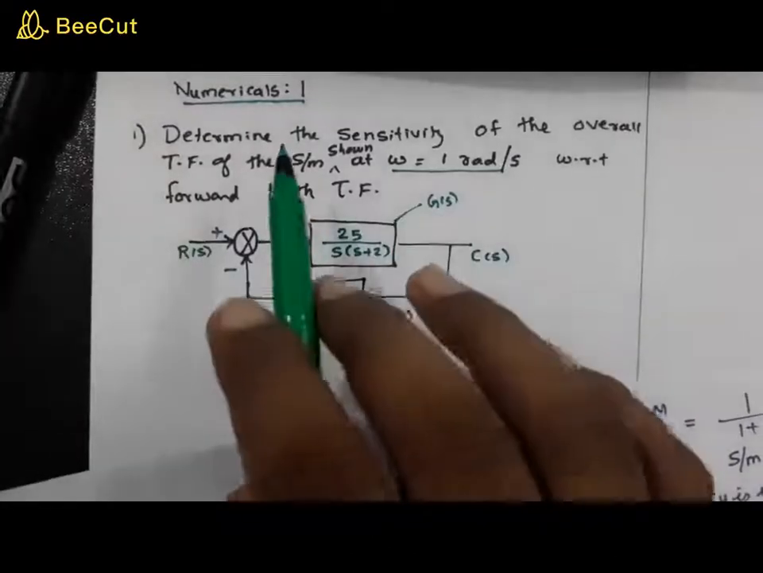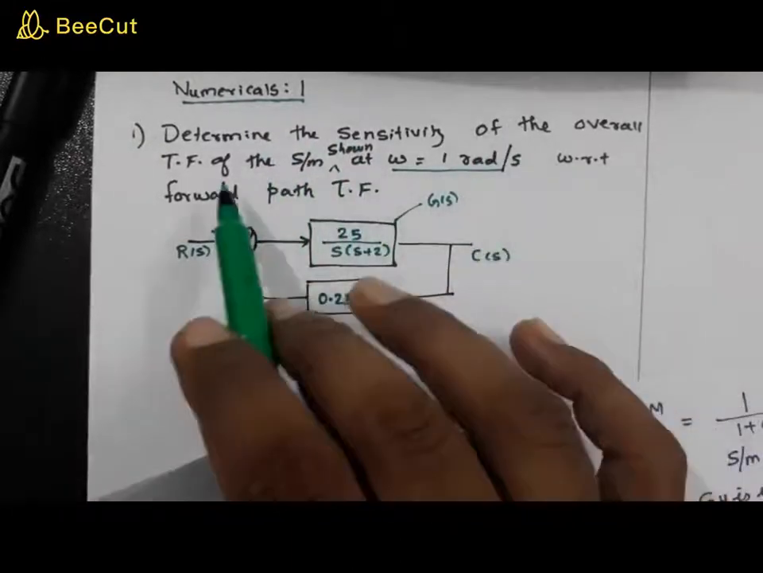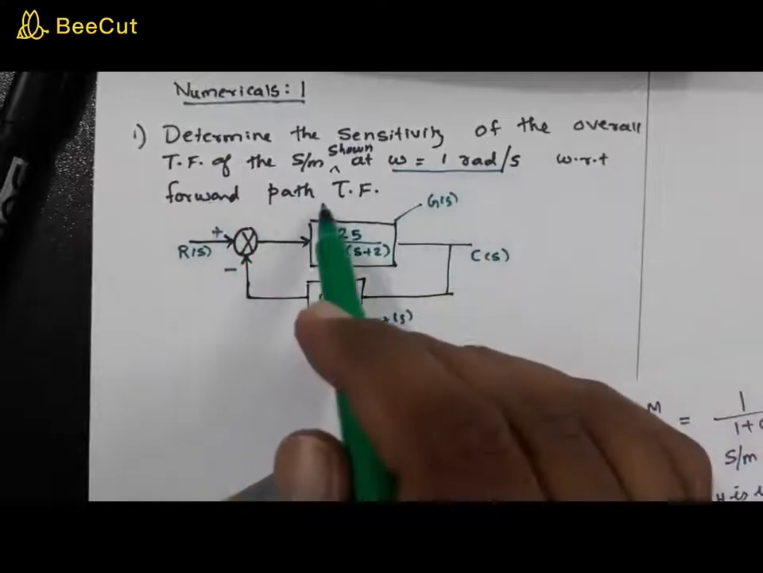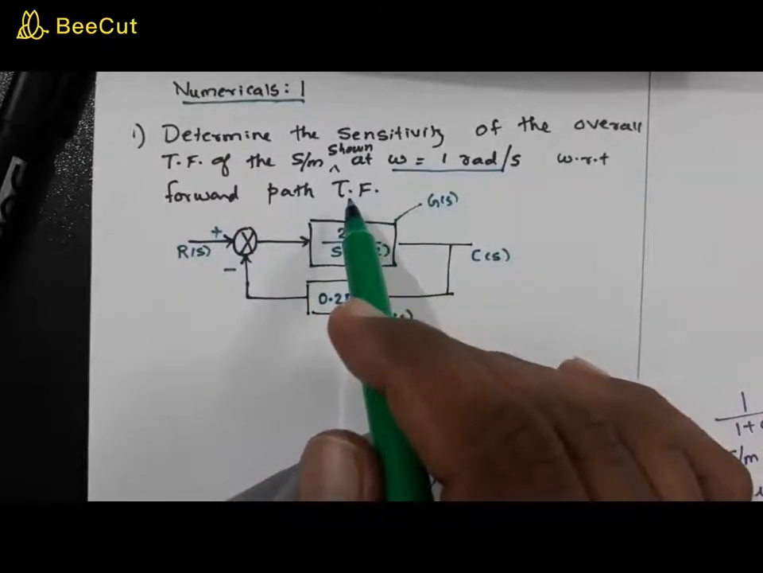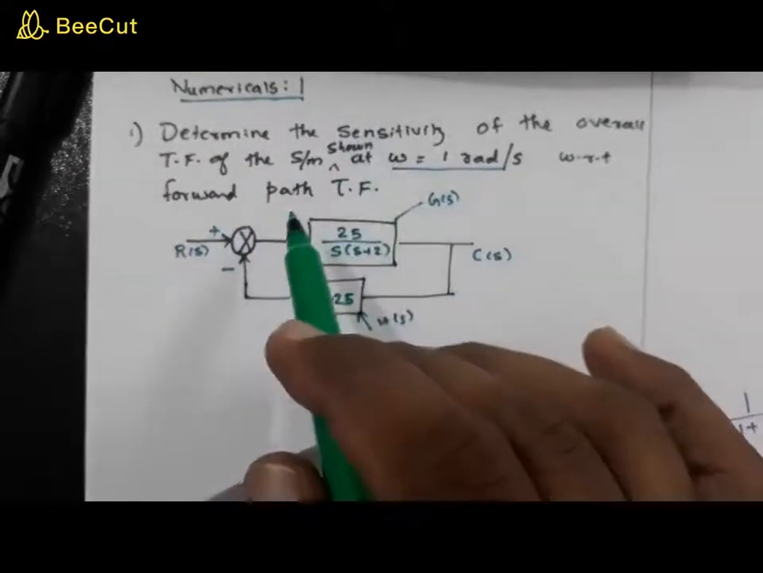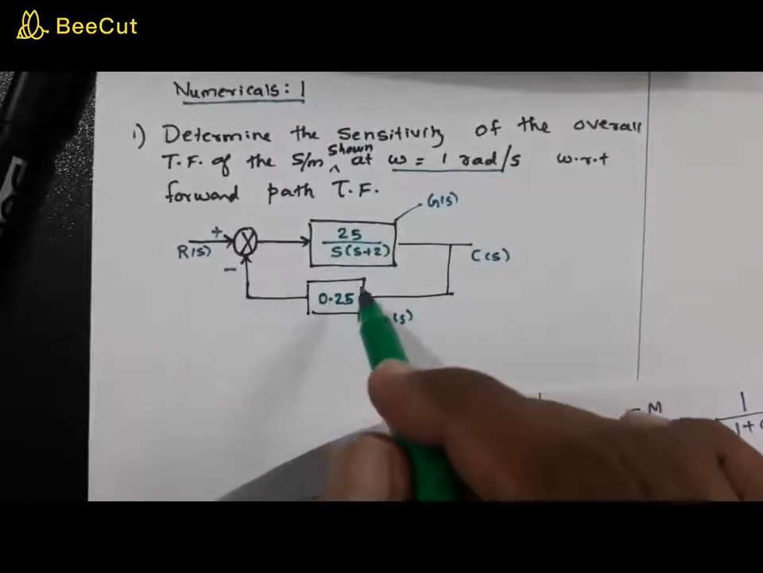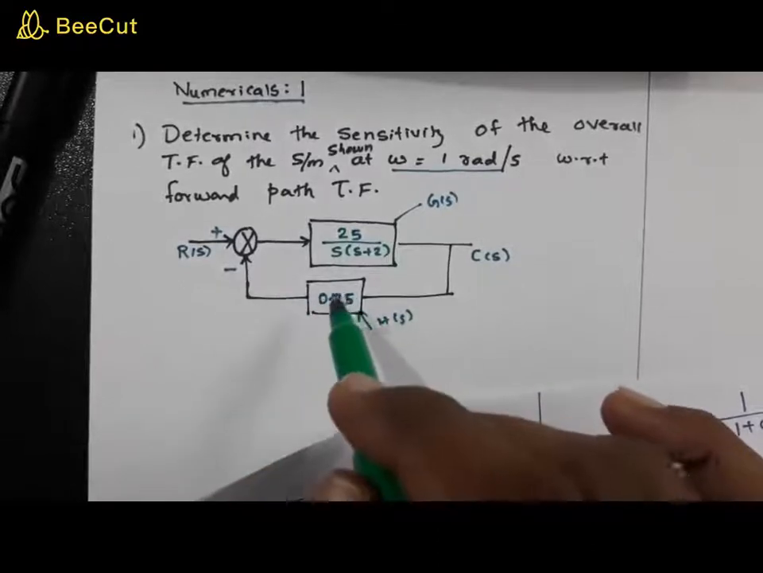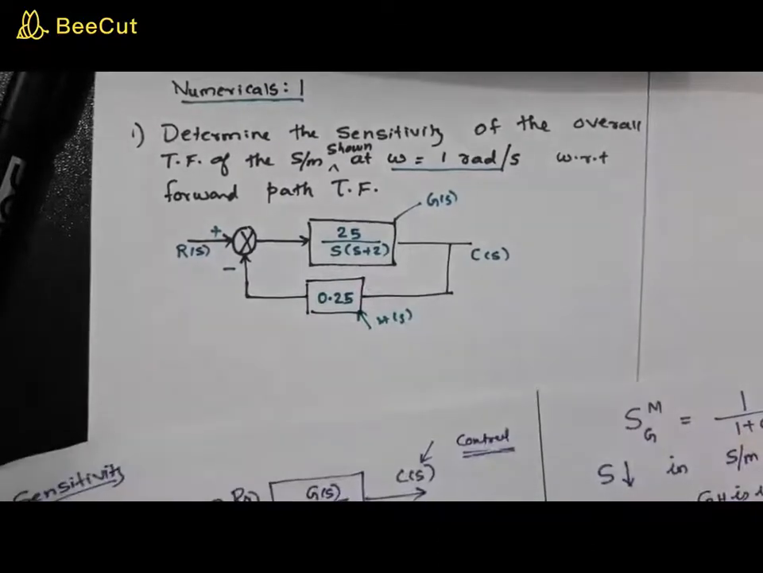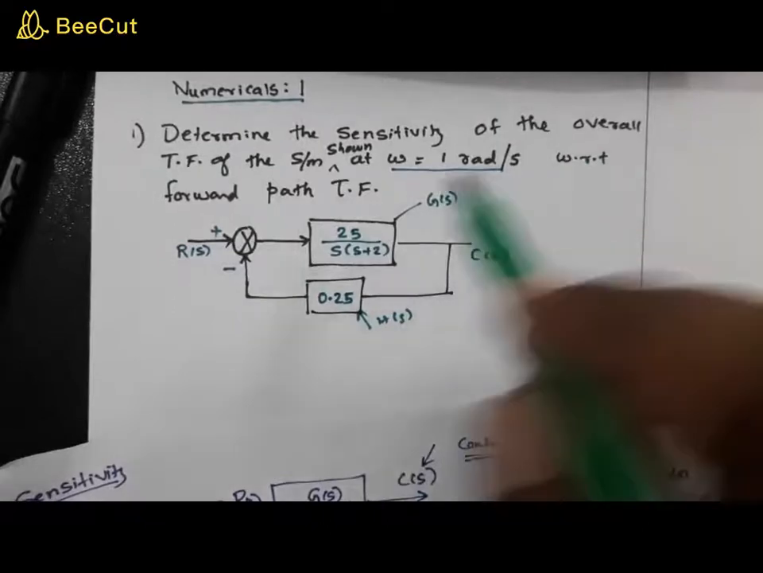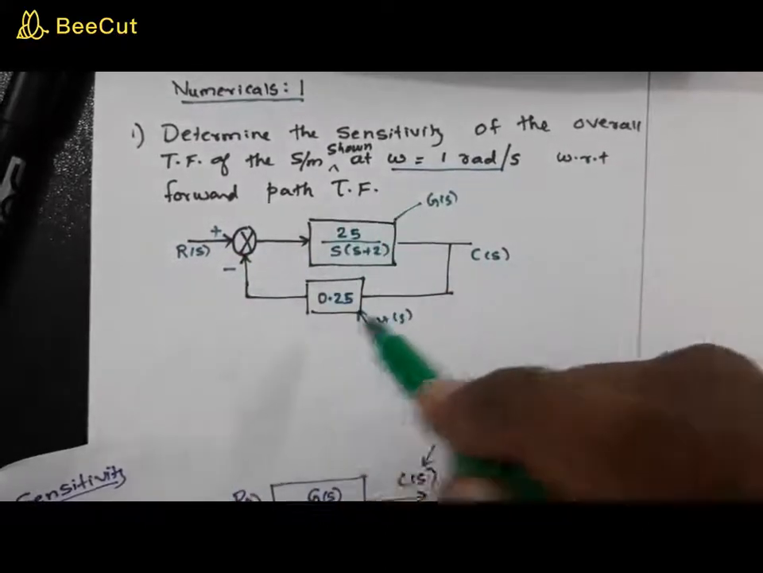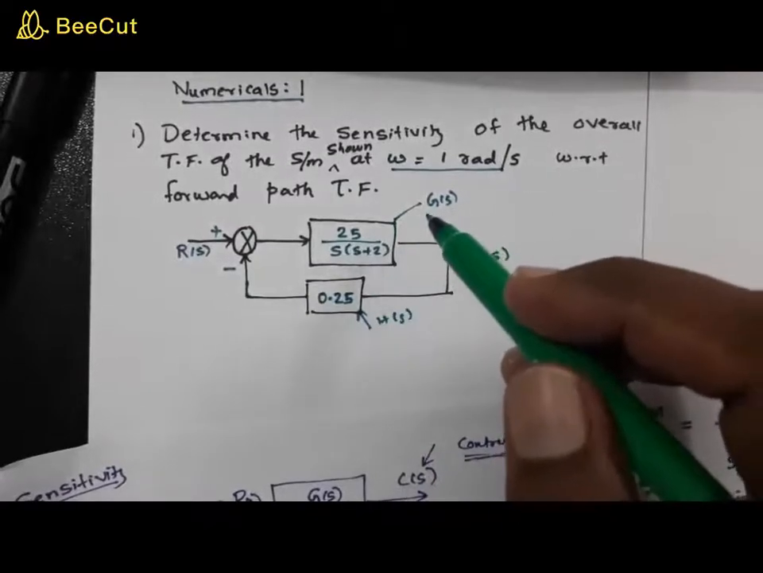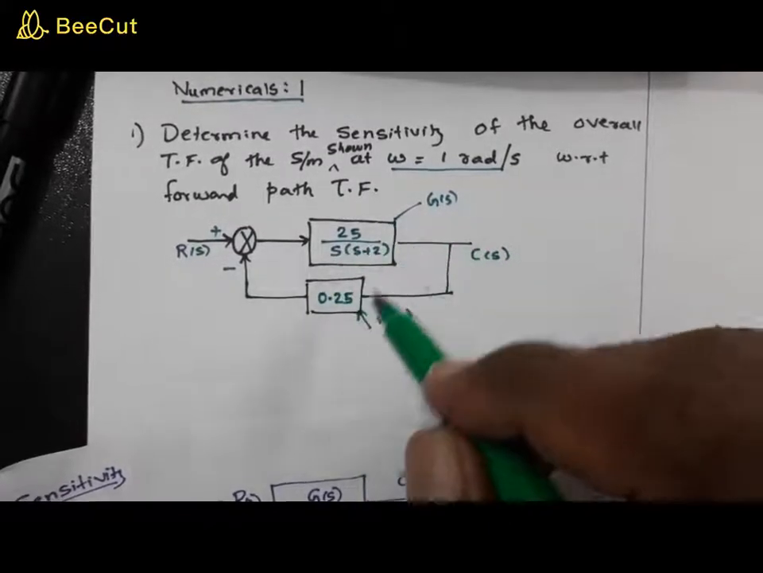The question is to determine the sensitivity of the overall transfer function at omega is equal to 1 with respect to forward path transfer function. So that means there can be sensitivity with respect to the reverse path as well. I haven't taught you that. I've only considered the forward path. You must also study that from your textbook, or I will be giving you a PDF of that later.